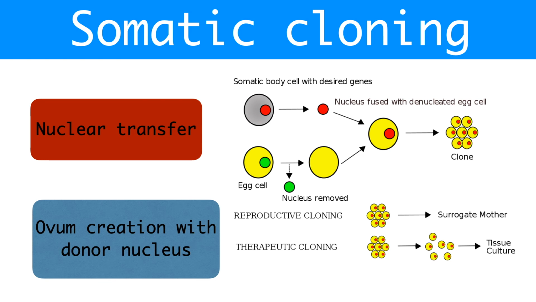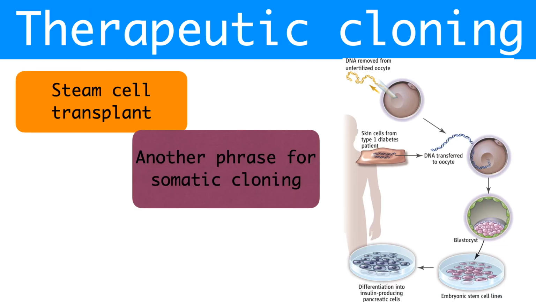So the concept is that we can use any body cell, fuse it into the egg cell, and replicate it, and that replicant would have the egg cell from the same or a different organism, and the somatic cell from the same or a different organism. In some cases this somatic cloning reflects into therapeutic cloning, such as tissue culture. And the next one is therapeutic cloning.